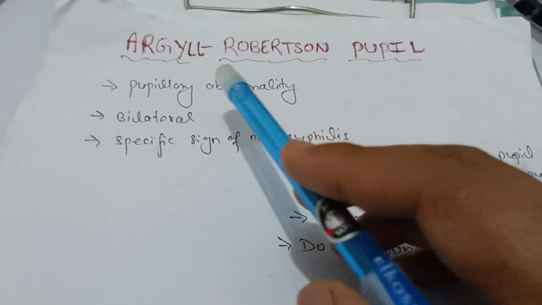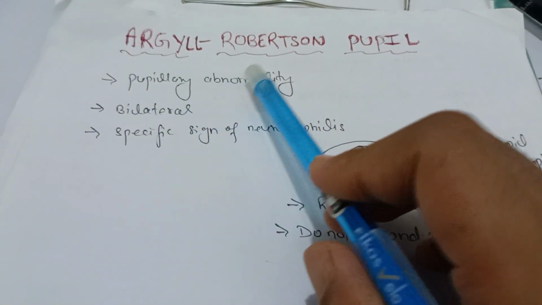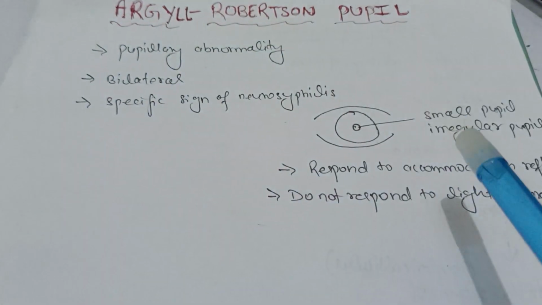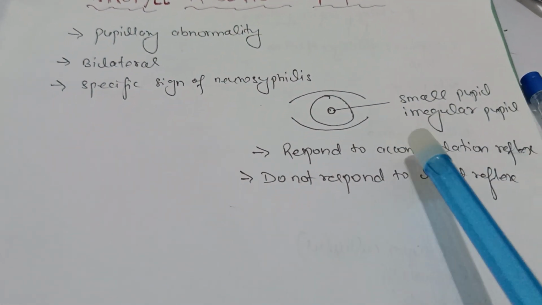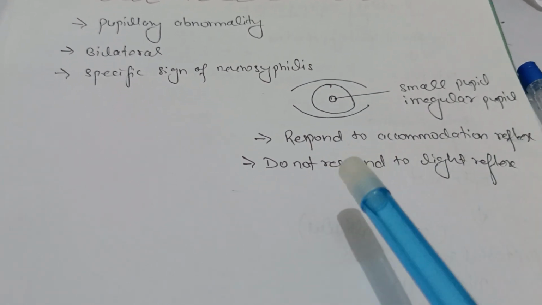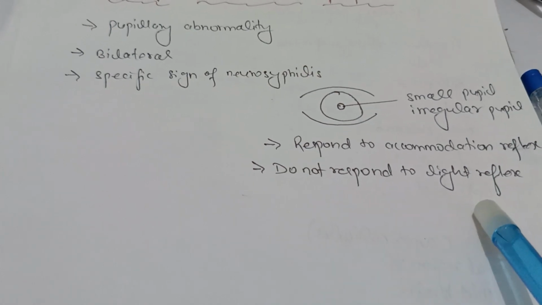Everyone. So today we are going to discuss Argyll Robertson Pupil. It is a pupillary abnormality in which there is a small pupil, an irregular pupil, and they respond to the accommodation reflex, but they do not respond to the light reflex.